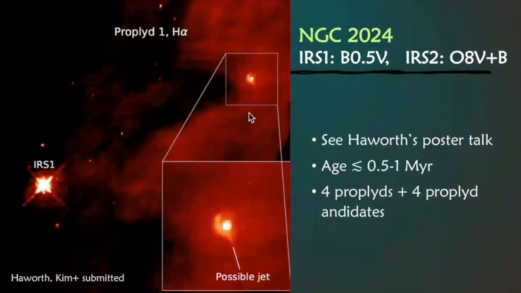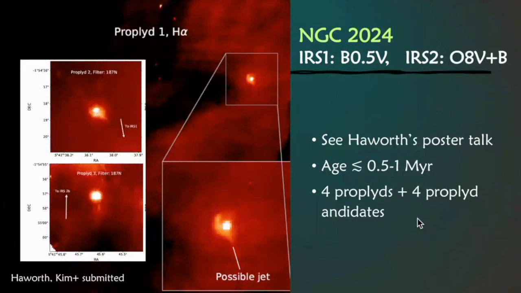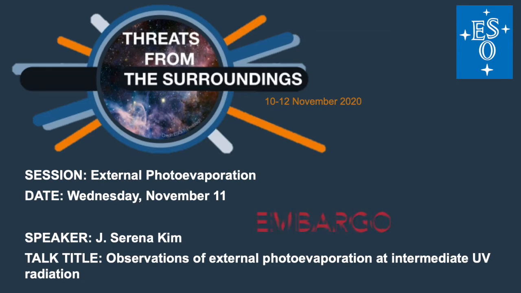So here's IRS1, and then you can see that there's a possible jet and then a photoevaporating proplet. This one's a B0.5, slightly more massive than NGC 1977's B star. The age is very young, and we still see some of the observations here. And there's proplet 2 and 3. You can see the direction toward IRS1 and IRS2. So here, please do not share this plot because it's not accepted yet.